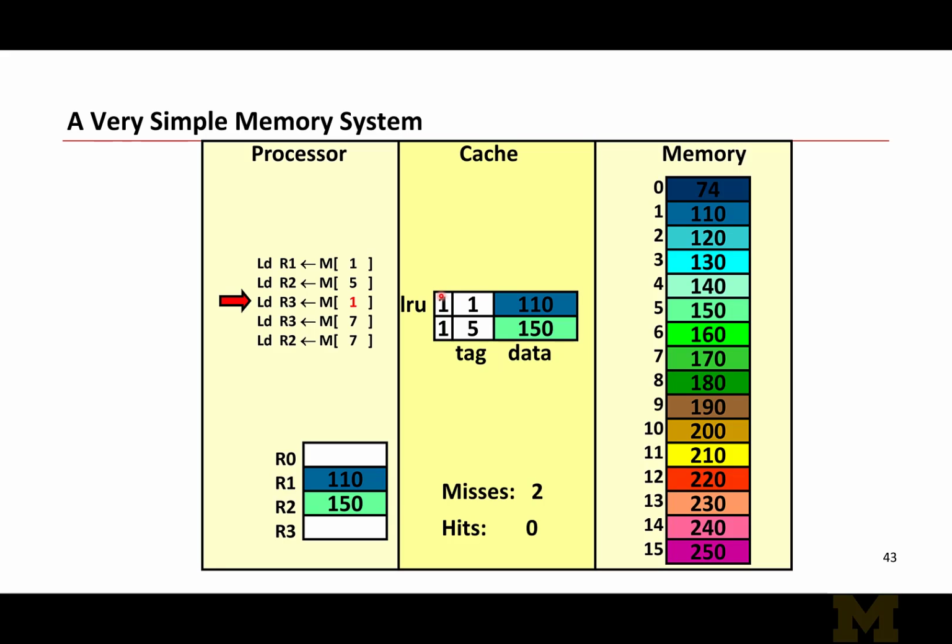Let me go ahead and execute the third load instruction. It accesses the location 1. I check the tags. 5 doesn't match, but the tag 1 does match, and we have our first hit, which means that I don't have to go to the memory, and instead I can return the data from the cache itself. Therefore now we have our first hit. Keep in mind that we have to update the LRU. Now that I have accessed the address 1, the other cache line becomes the least recently used cache line.